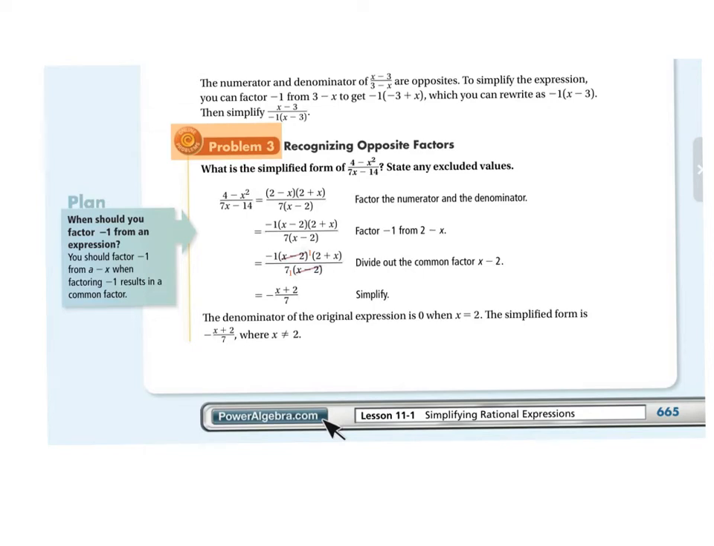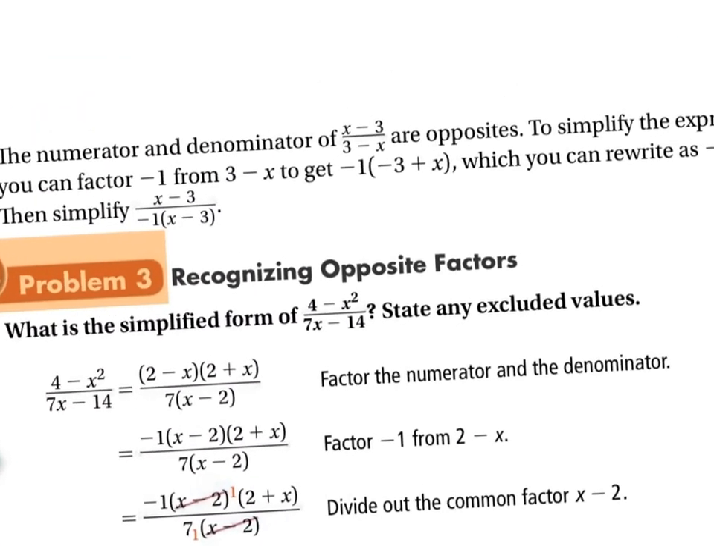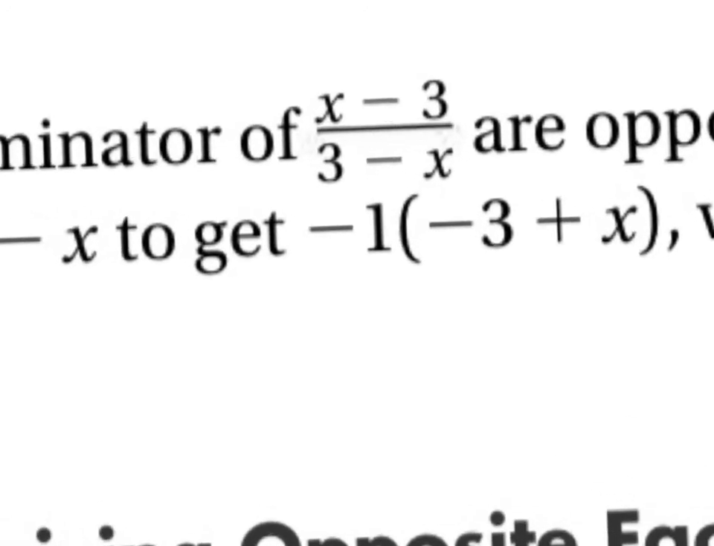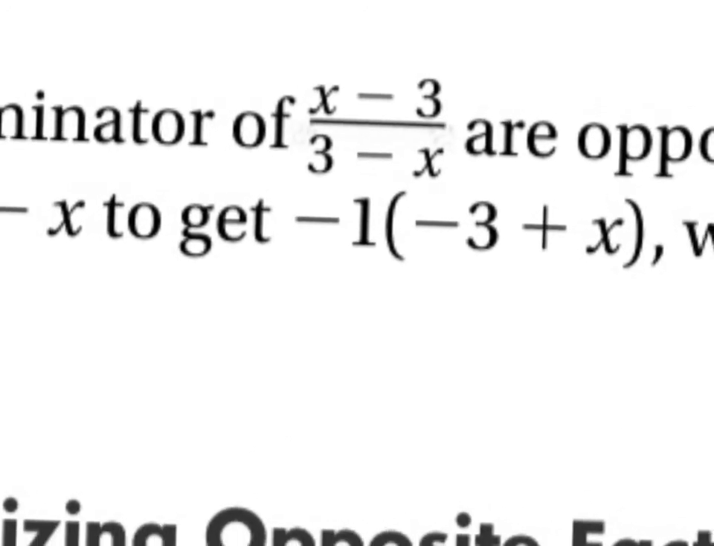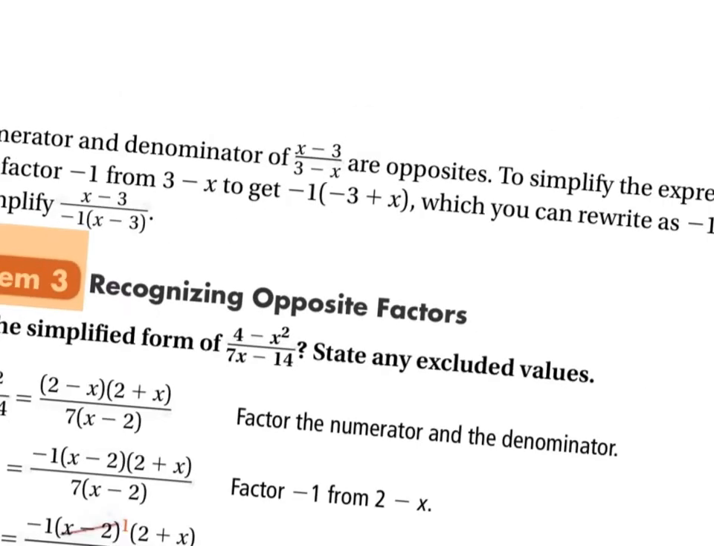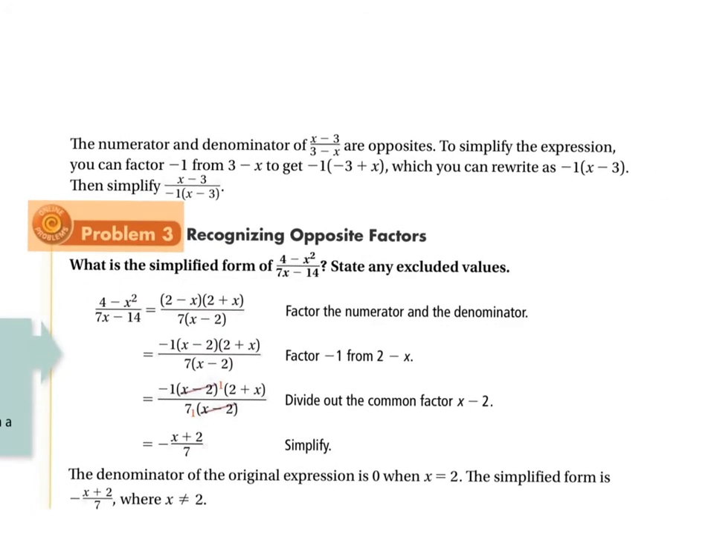If we look at problem 3, what's going to happen on some of these problems is the factors are not exactly going to cancel. They're going to look really similar to each other, but not quite. What's the case there is that we have opposites. So in this example, we've got x minus 3 over 3 minus x. The numbers and variables are the same, except the signs are opposite from each other. So to simplify that, what you can do is factor out a -1.